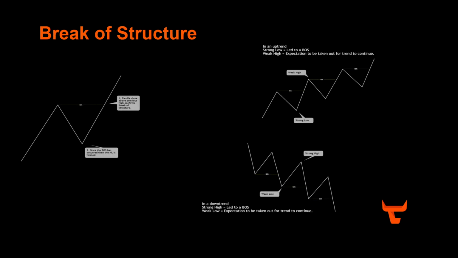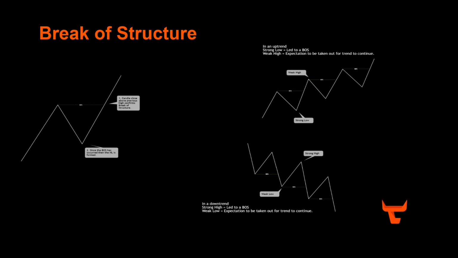So let's talk about breaks of structure. In this bullish example, to the left, we define the break of structure as a closing candle above the previous high. Once the close occurs, we would then mark out the higher low. This is a mechanical rule that must be followed. The higher low is not confirmed until the break of structure has occurred.